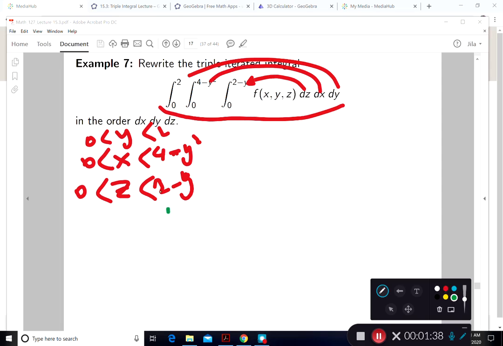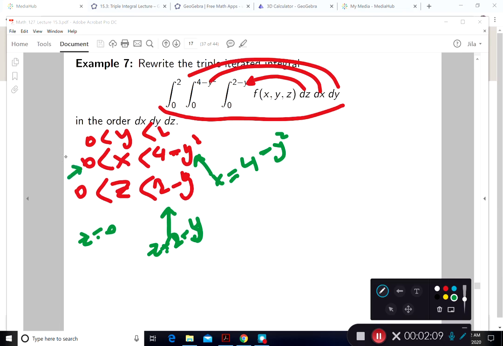That is, here z is sitting between z equal to 0 and z equal to 2 minus y. That is a plane, z equal to 2 minus y. In here, x is sitting between the cylinder x equal to 4 minus y squared and x equal to 0. And then y is sitting between y equal to 0 and y equal to 2. So let's try to draw that picture.